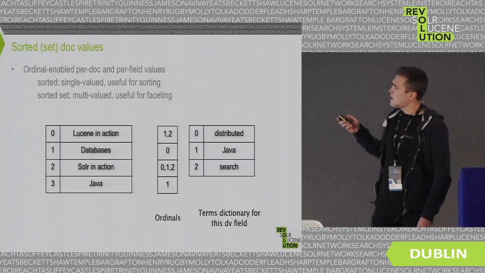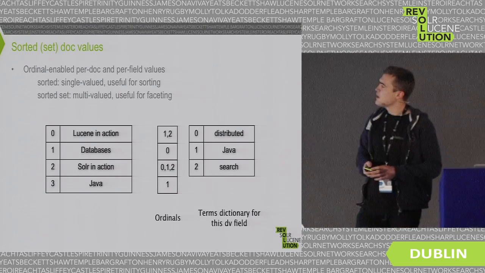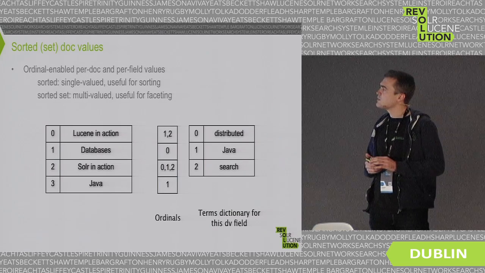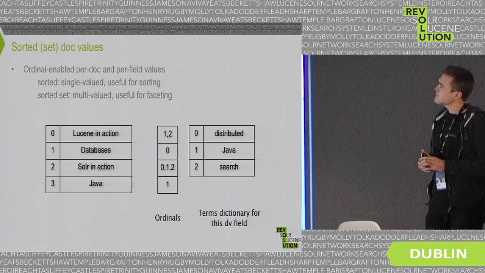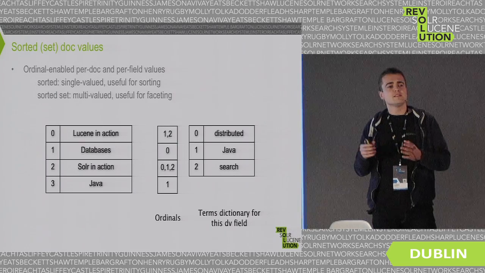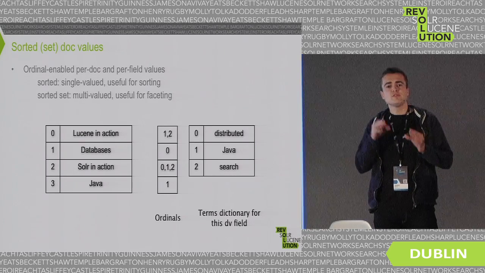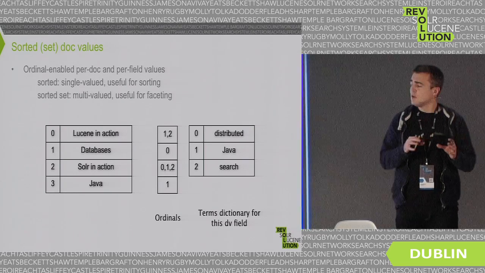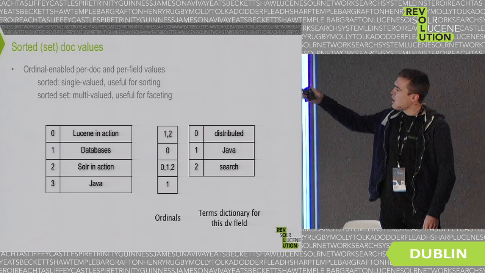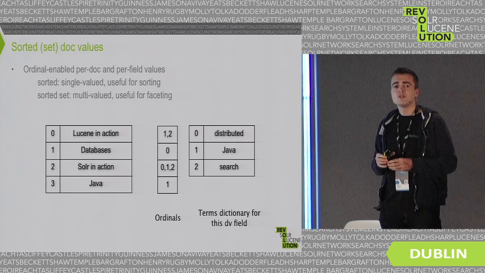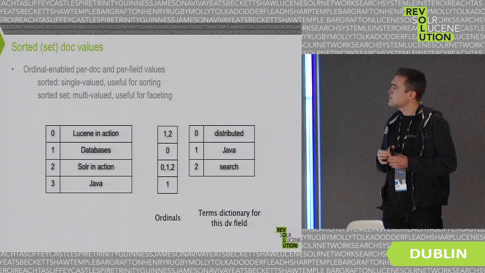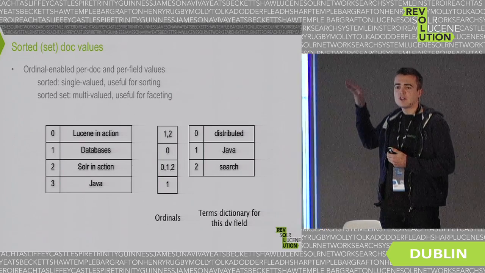When you have multi-valued fields, something you can do, but which has not been built for the same use cases, are sorted set doc values. Sorted set doc values are a bit like the inverted index, but the other way around: we still have a terms dictionary, but instead of mapping terms to documents, we map documents to terms. For every document, we store the ordinals of the terms associated with this document, and then we have a terms dictionary which maps the ordinals of the terms to their actual values.